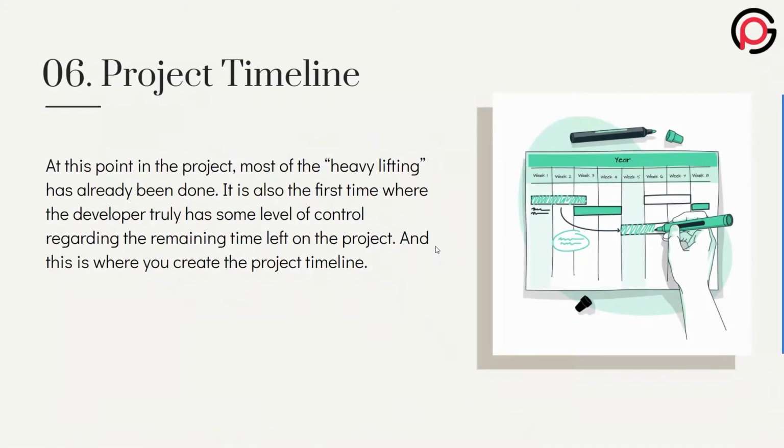The sixth step is the project timeline. At this point in the project, most of the heavy lifting has already been done. It is also the first time the developer truly has some control regarding the remaining time left on the project. And this is where you can create the project timeline. I want to give you advice on this point. You should prepare the project timeline with your team and then send it to your client.